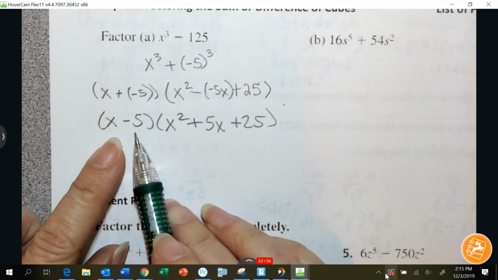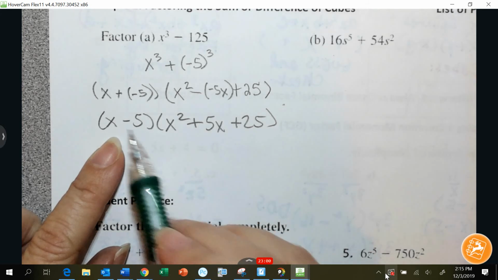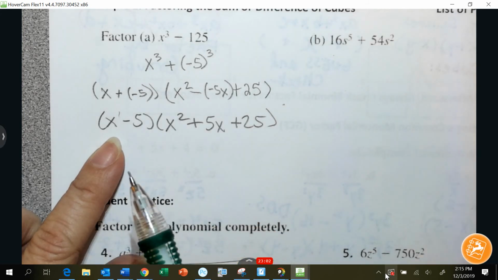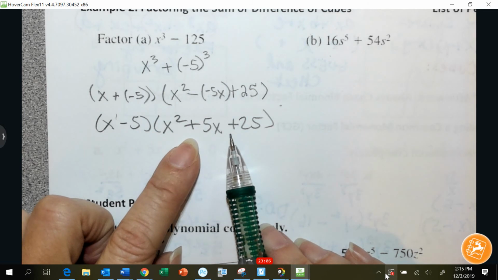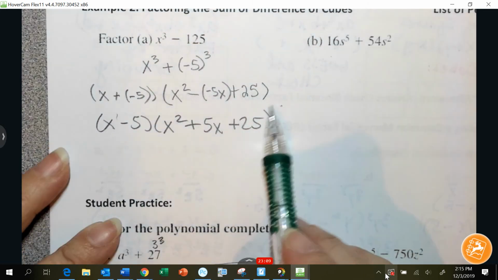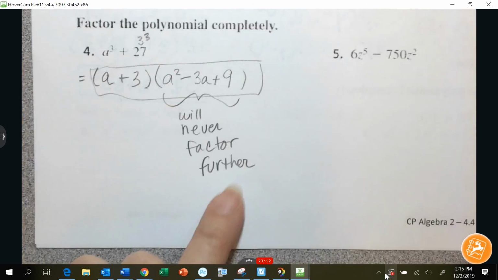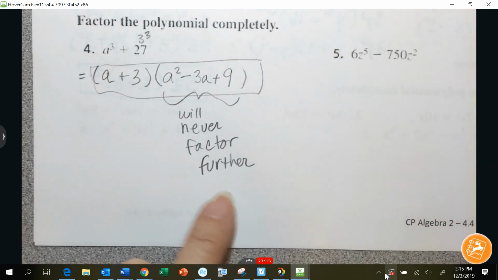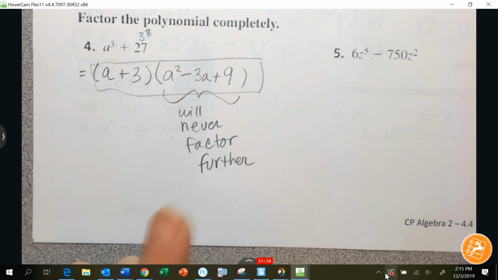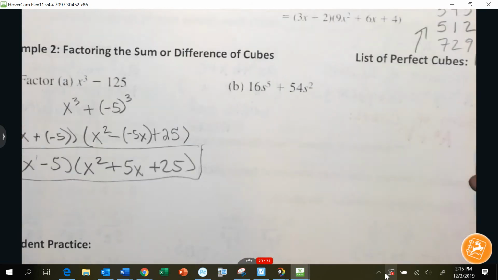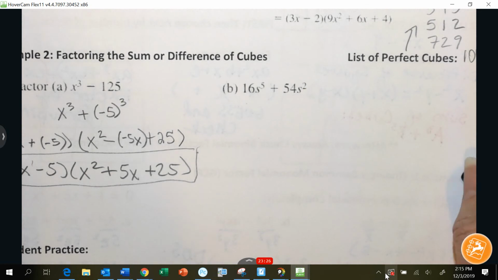Does x minus 5 factor further? If it's to the first power, it will not. Does this factor further? This one never will factor further. You can try it and prove me wrong, but it's not going to work.